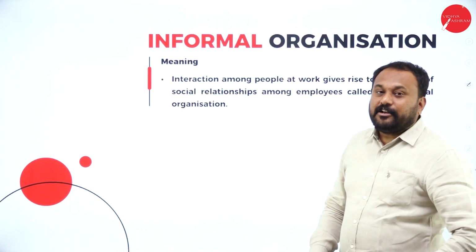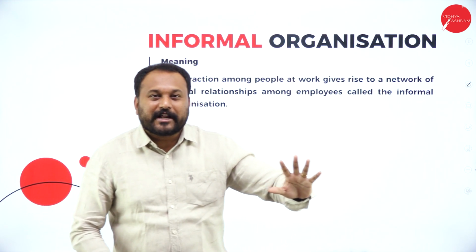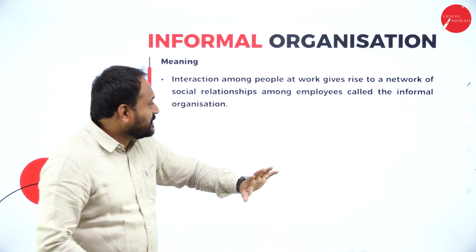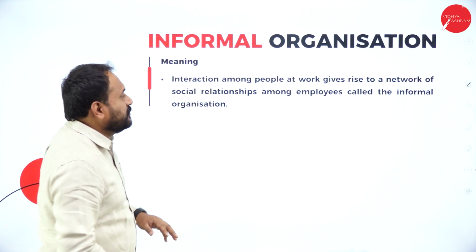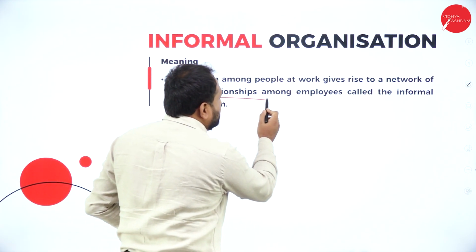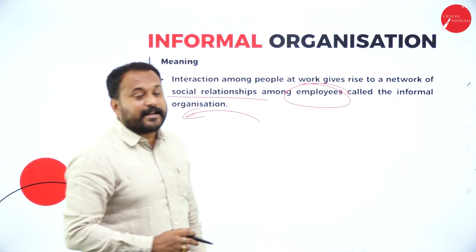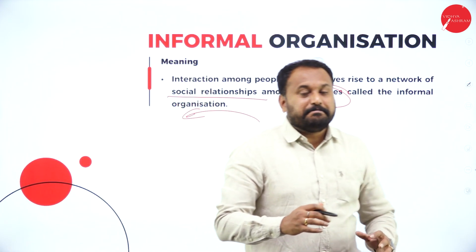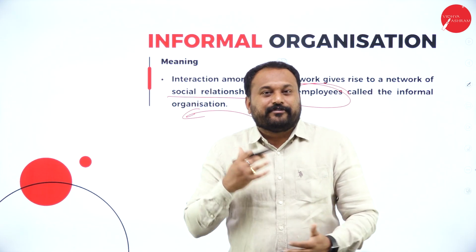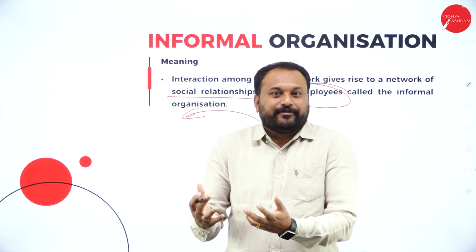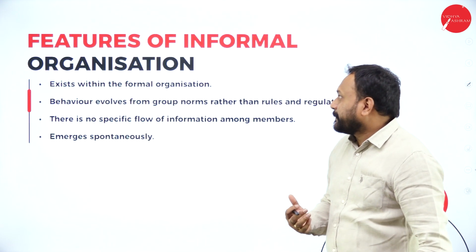Next we have informal organization. The total opposite of formal organization is informal organization. Interaction among people at work gives rise to a network of social relationships among employees, and that is called the informal organization, where you don't have much hierarchy. Everybody is treated equally, but it is more of a friendship type of social behavior than boss and subordinates.